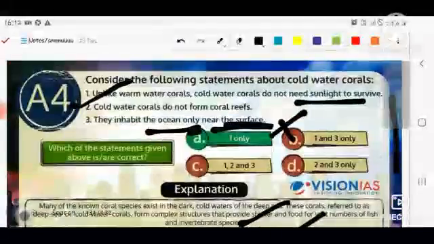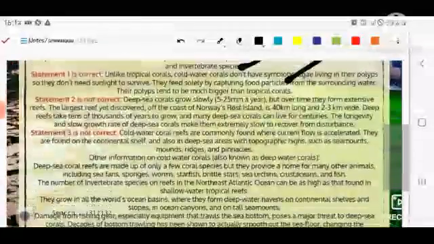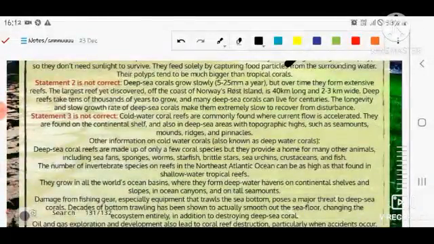The second statement, cold water corals do not form coral reef, is absolutely wrong, because deep sea corals grow slowly, but over time they form extensive reefs. The largest reef yet discovered, off the coast of Norway, Rost Island, is 40 km long, and I think it is the longest reef that we can find in that area. That is the first thing formed by cold water reefs, and that's why the question is asked. Deep reefs take tens of thousands of years to grow, and many deep sea corals can live for centuries. The longevity and slow growth rate of deep sea corals make them extremely slow to recover from disturbances.